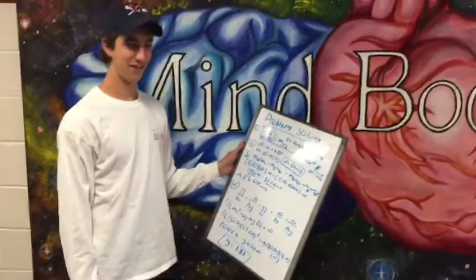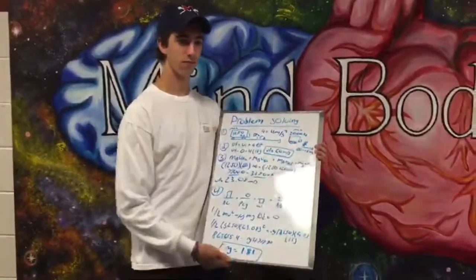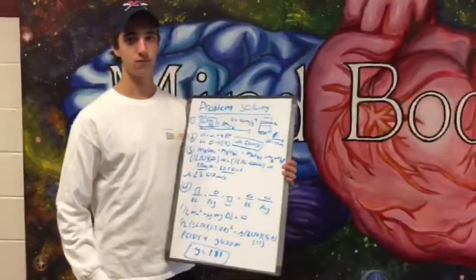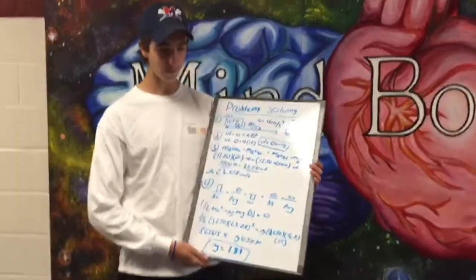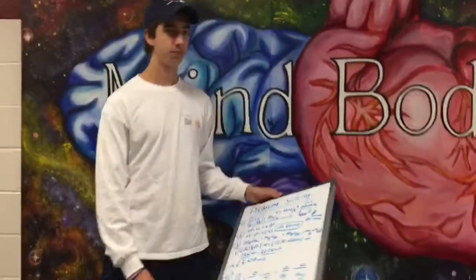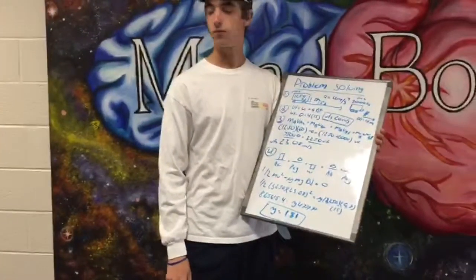A 1,250 kilogram sports car starts from rest and accelerates at a constant rate of 4 meters per second squared for 15 seconds. However, the street is a one-way street, and the car collides with a stationary 2,000 kilogram SUV and they stick together. What is the coefficient of kinetic friction if the car takes 15 meters to fully stop?